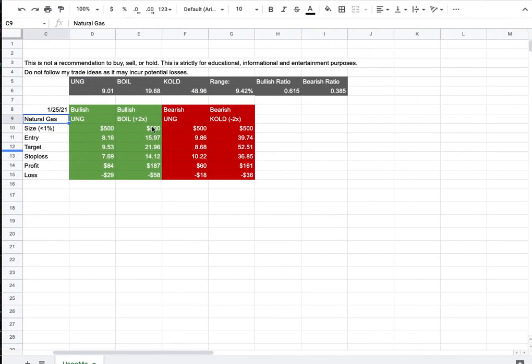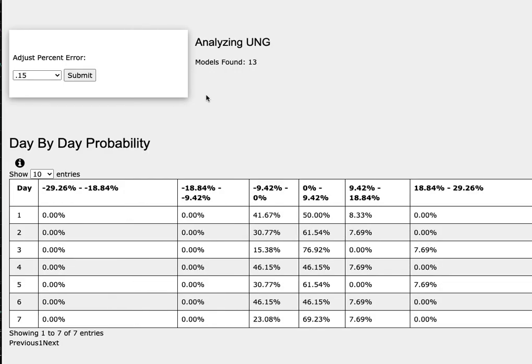So how did I develop these trade ideas? It all comes from the day-by-day probability model, which is available in the link below, so do check it out. As we progress to the 5th day or week of trading, we have a 62% chance for natural gas to climb between 0 to 9.4% and an 8% chance to climb between 19% to 29%, and to the downside, a 31% chance to fall between 0 to negative 9.4%.